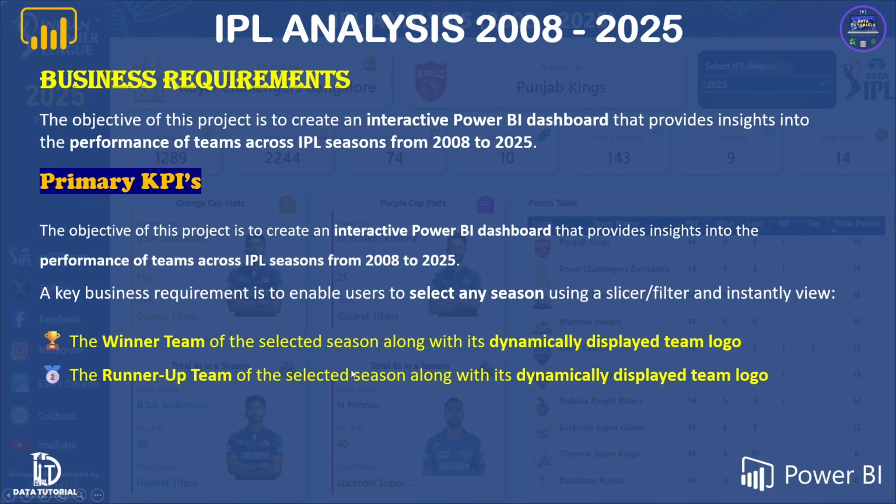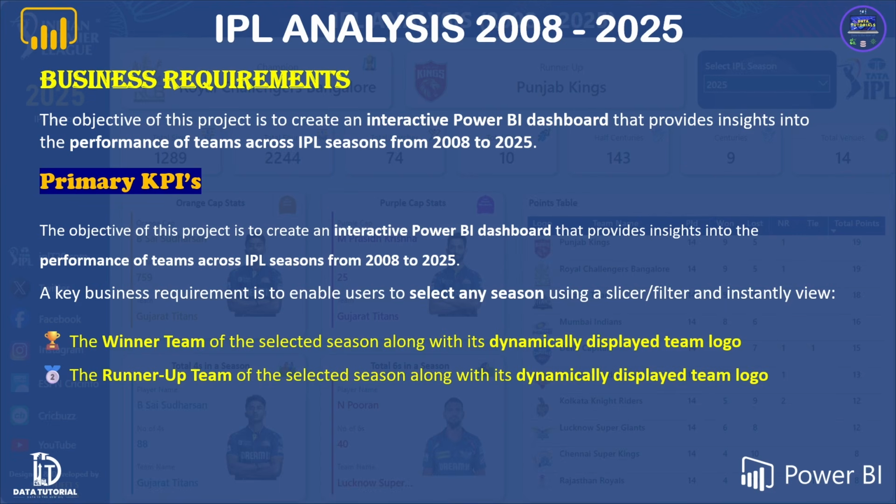All right. So what we are going to do here is first find out the winner team as well as its dynamically displayed team logo. When I say dynamic, what does it mean? As we change the season in the IPL dashboard, the winner team will appear in front of us. Like if RCB is the winner, then its logo should be displayed.